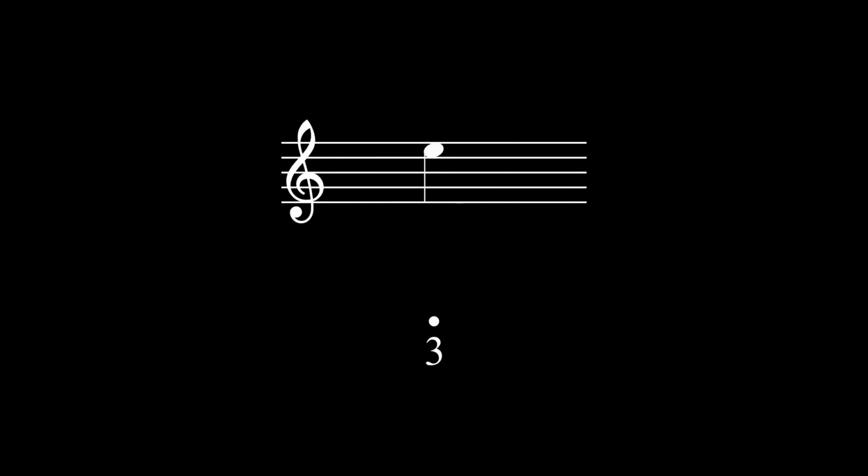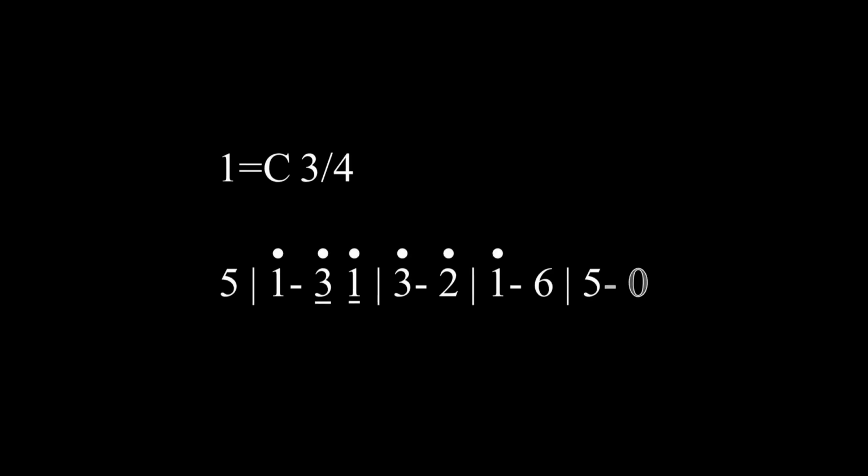Dots placed above a note represent octaves higher, and dots placed below a note represent octaves lower. A sharp is represented by a forward slash, and a flat is represented by a backward slash. Lines added to the right of a note increase the note's duration, lines added to the bottom of a note decrease the note's duration, and dotted notes work in the same way as in traditional staff notation. Here are the first few notes of the famous tune Amazing Grace, written using cipher notation.